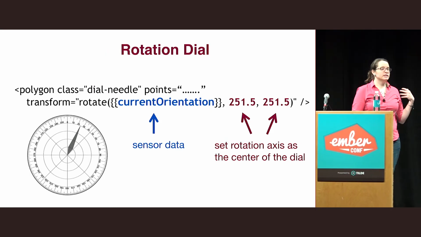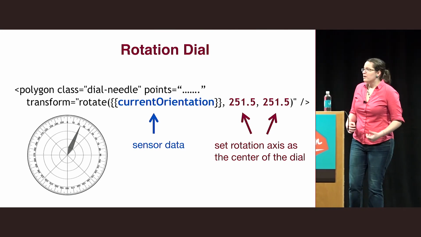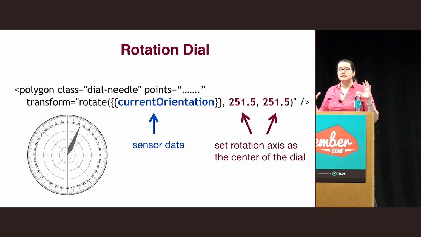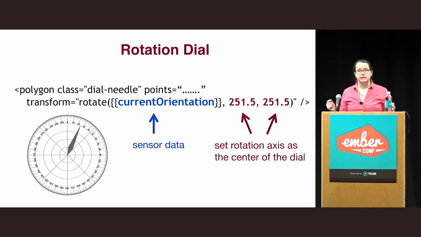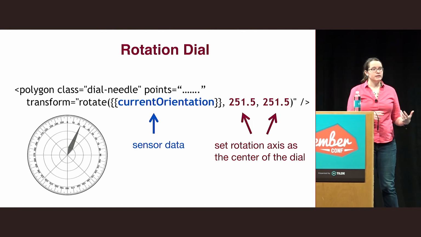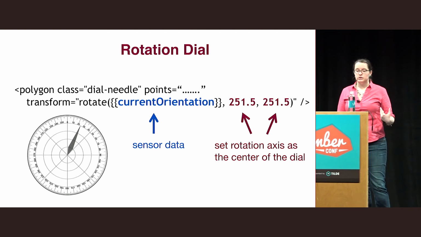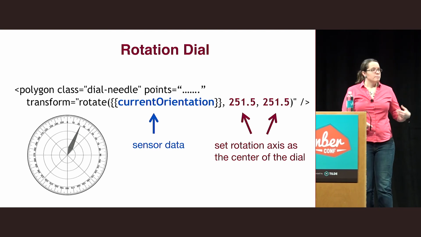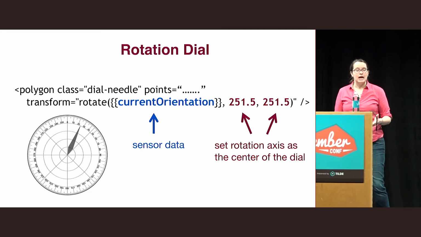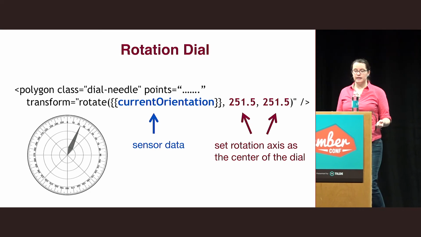All right, so what about this rotation dial? What about the real-time data? One of my coworkers created a computer vision system that tracked an object's rotational position, and it was my job to display that sensor data in real time. I decided to do that using a rotation transform. The data came into this object, currentOrientation, at a rate of 3 or more messages per second.